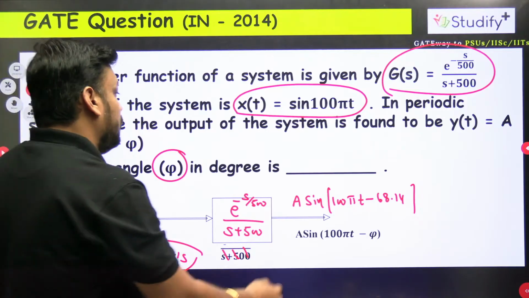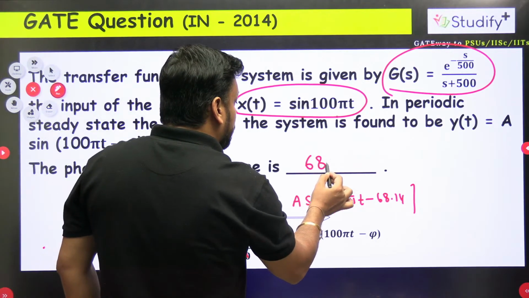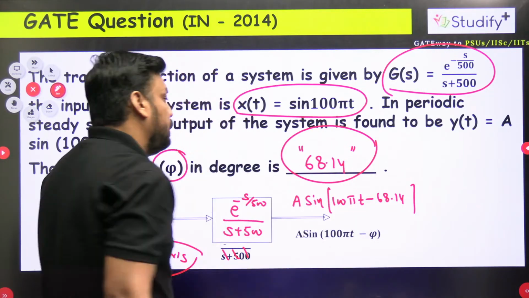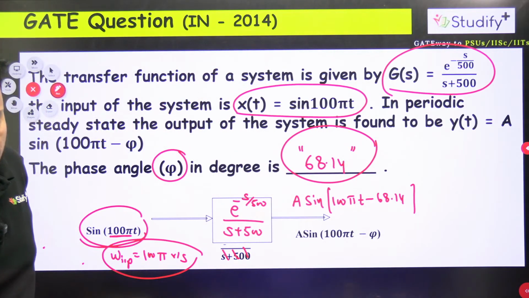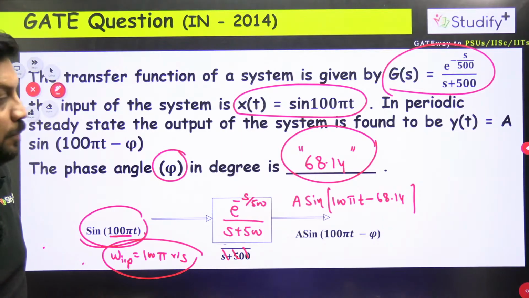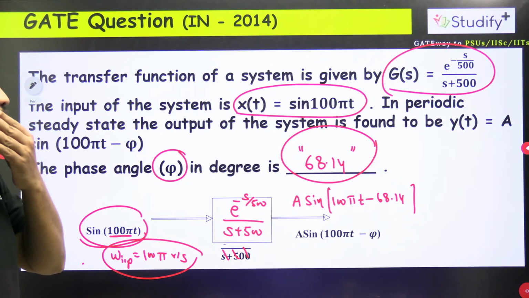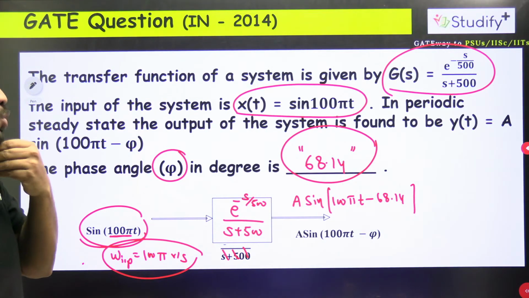Because minus one is already covered here, so you should not make this silly mistake. The final answer should be plus 68.14 degree. Many students in a hurry commit this mistake. They put minus. So it is a beautiful question, guys. It deserves 2 marks.